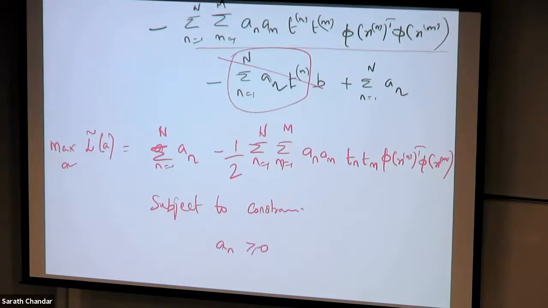An greater than or equal to 0, which is given by the Lagrangian for n is equal to 1 to capital N. And we also have another constraint, which is the summation over n from 1 to capital N of a_n t_n equal to 0. Is that clear? Any questions? Any questions so far?